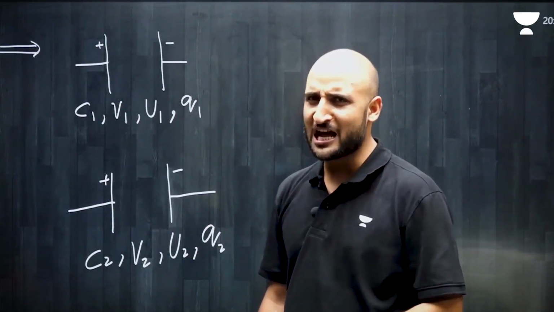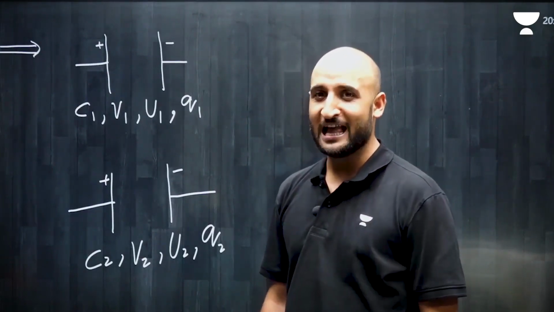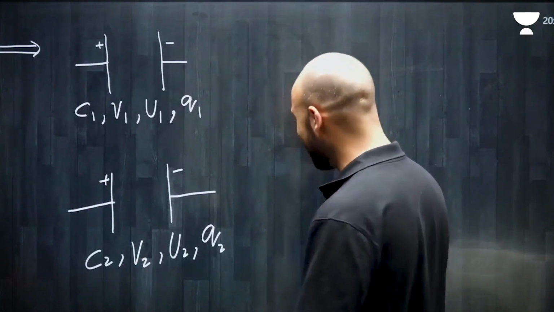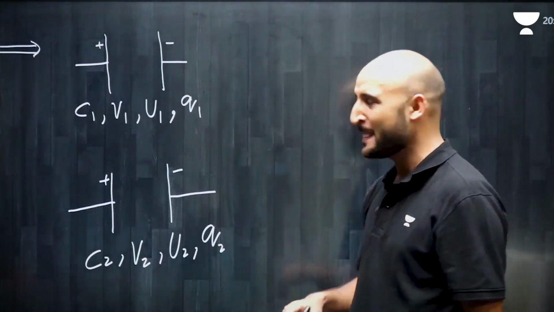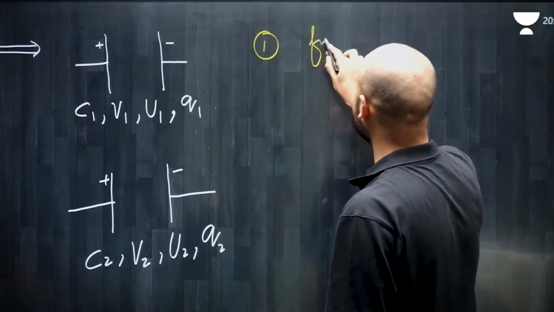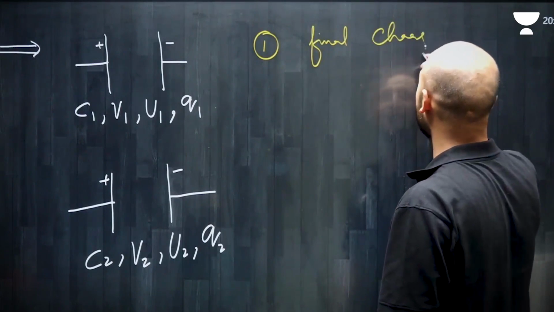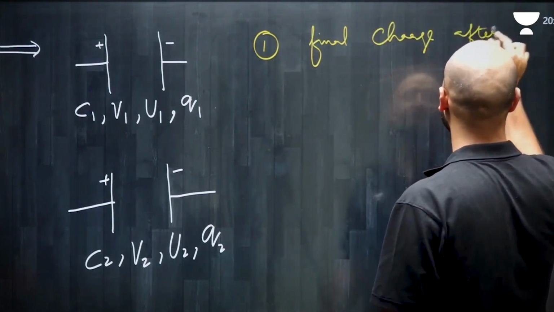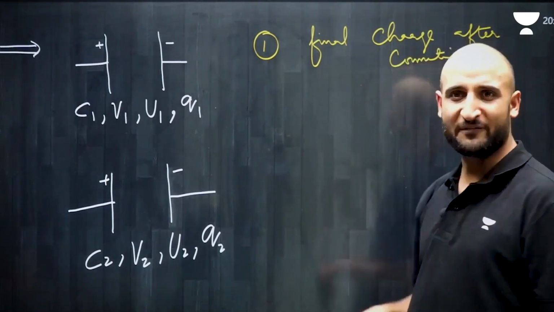When I do that, again I'm asked these three questions. Number one, what will be the final charge on the capacitors? Number two, what will be the common potential? And number three, what will be the amount of heat dissipated? Again, I'm going to write down the equations for that, and they will be symmetrical with the previous situation. Number one, what will be the final charge after connecting? Let me write it here.